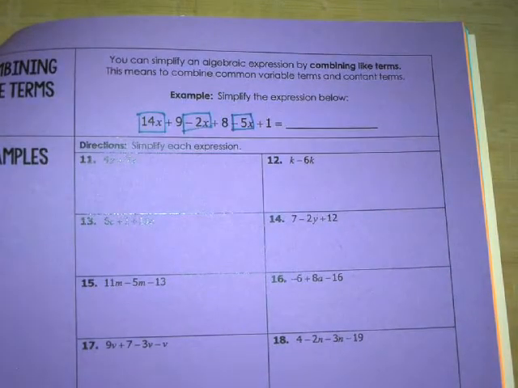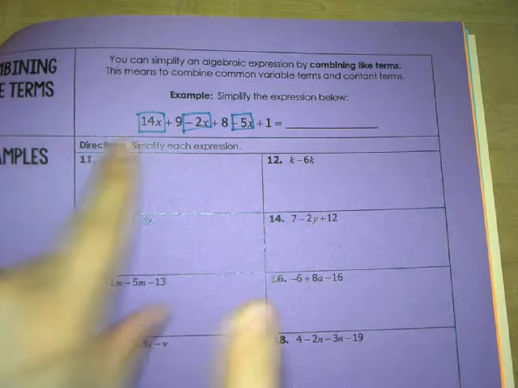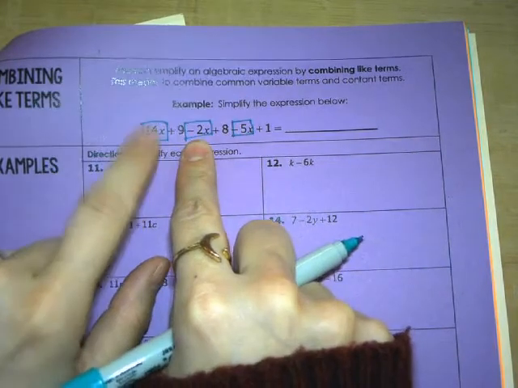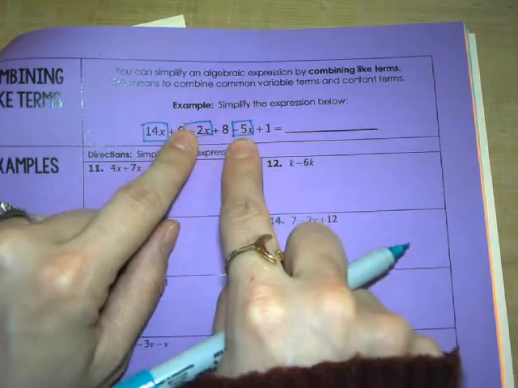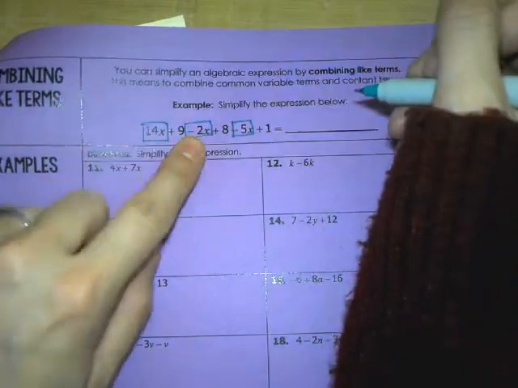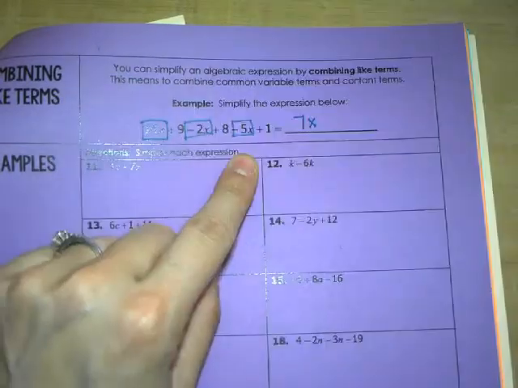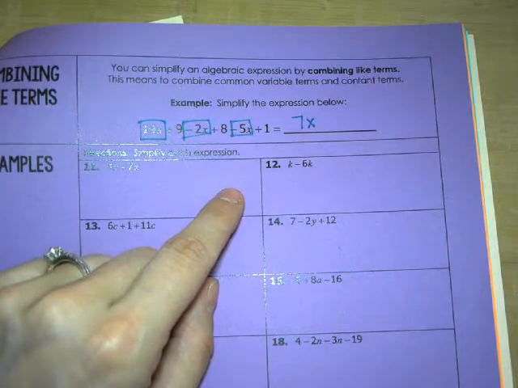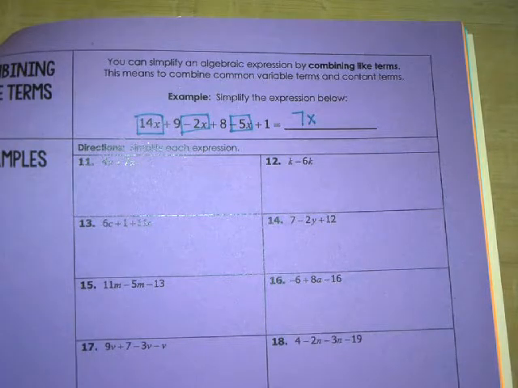So now what you do is you take the coefficients, the 14, the -2, and the -5, and you combine them together. So I've got 14 minus 2. What's 14 minus 2? 12. Then I have 12 minus 5. What's 12 minus 5? 7. So 14x minus 2x minus 5x is the same thing as saying 7x. Because 14 minus 2 is 12, and 12 minus 5 is 7, and you're keeping the x. You have 7 x's.